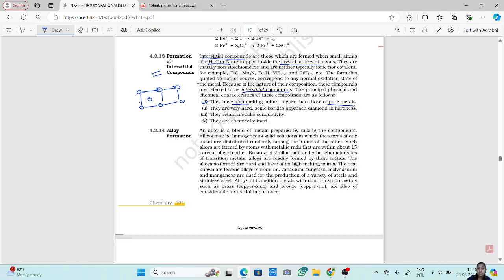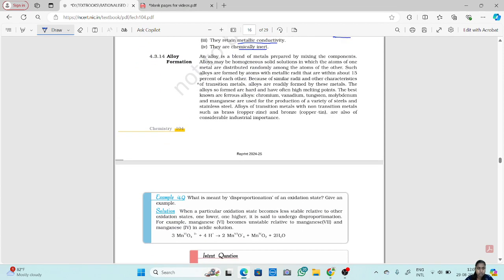Some borides approach diamonds in hardness. Okay, some of these are like diamonds. They use this interstitial compound formation in diamonds for the hardness of the diamond. Now, they retain metallic conductivity even though they are interstitial, they still maintain the metallic conductivity. They are chemically inert. They don't react with other molecules, they are inert.